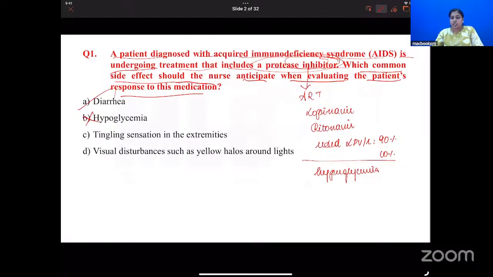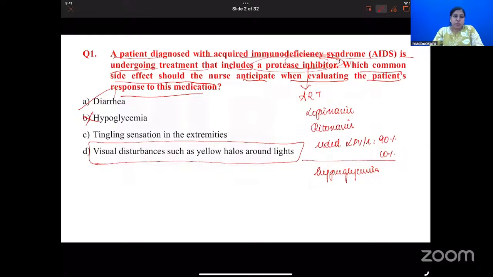Tingling sensation in the extremities is not specifically caused by these drugs, and neither is visual disturbance such as yellow halos around the light. Now tell me in the chat box, which particular drug causes this symptom of visual disturbance such as yellow halos around lights? Answer in the chat box.